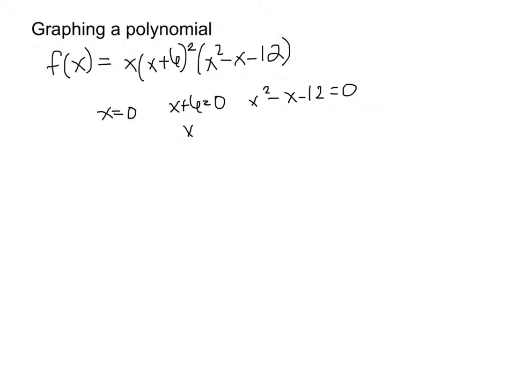So x equals 0, x equals negative 6, and then x squared minus x minus 12. We're looking for factors of negative 12 that add to negative 1. So we can factor this into (x minus 4) times (x plus 3) equals 0. And here we get x equals 4, or x equals negative 3. So those are our zeros.